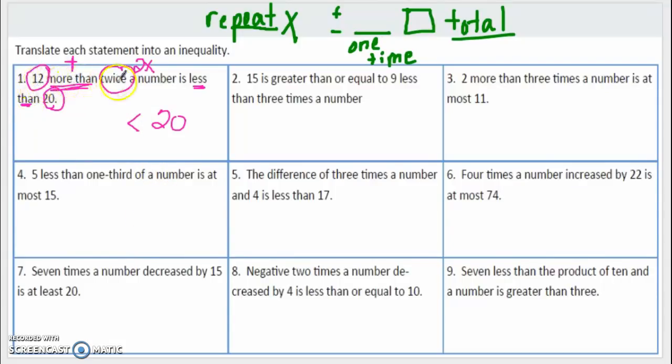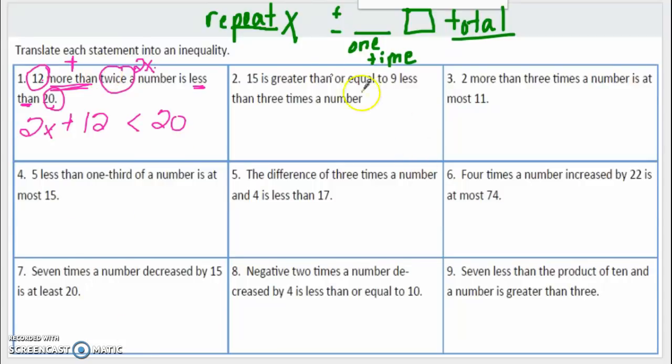So 12 more than, twice a number. So we're doing an addition, twice a number. So we have 2x plus 12. So we have 12 more than, twice a number, is less than 20.